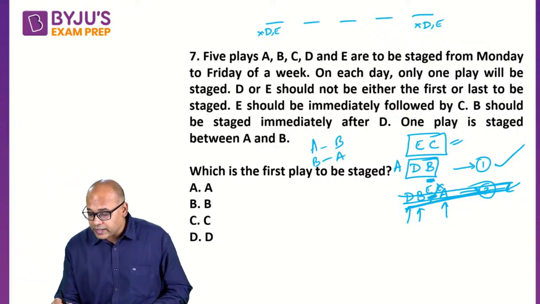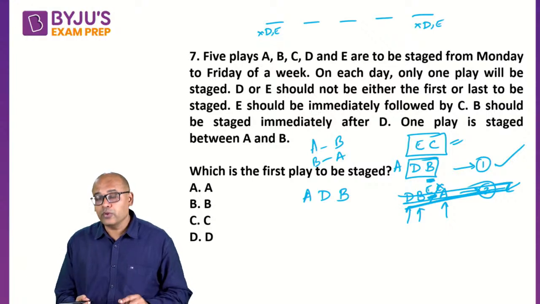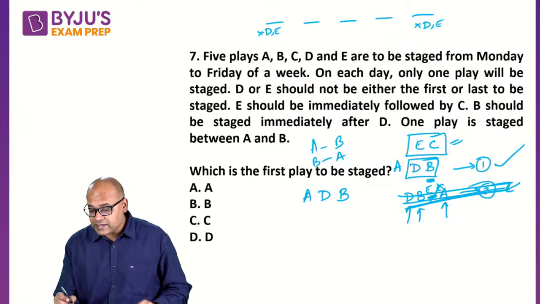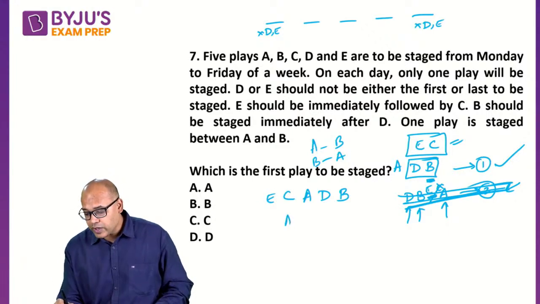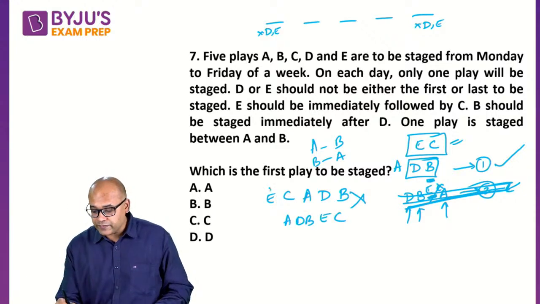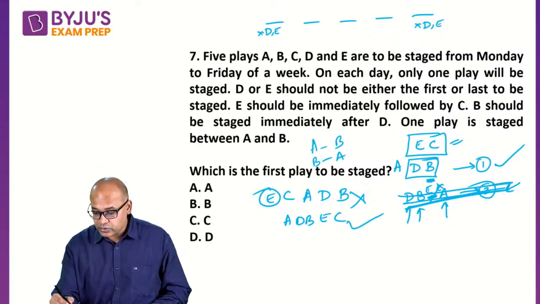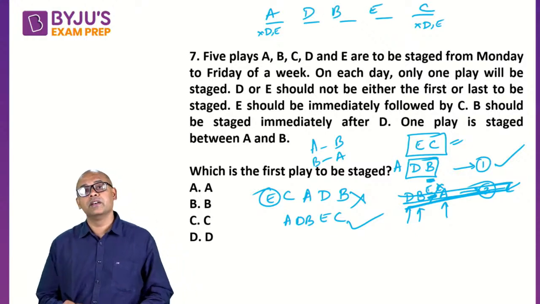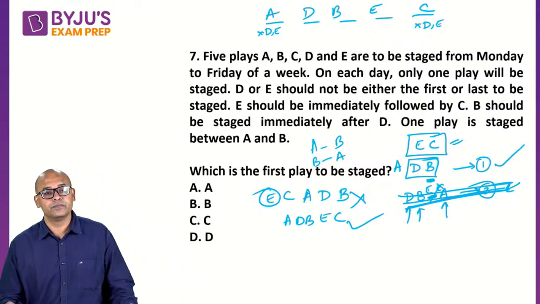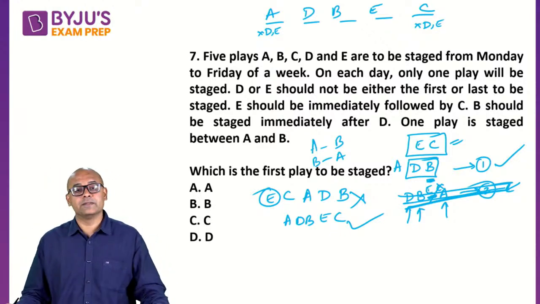So this tells you that A, D and B are like this. Now you have E and C. E and C can be put like this, or you can put E and C like this. Now clearly this is not correct because the first one cannot be E. Therefore, the second one only has to be correct. So the order is A, D, B, E, C. That is the correct order. Clear? Right? So that's your answer.